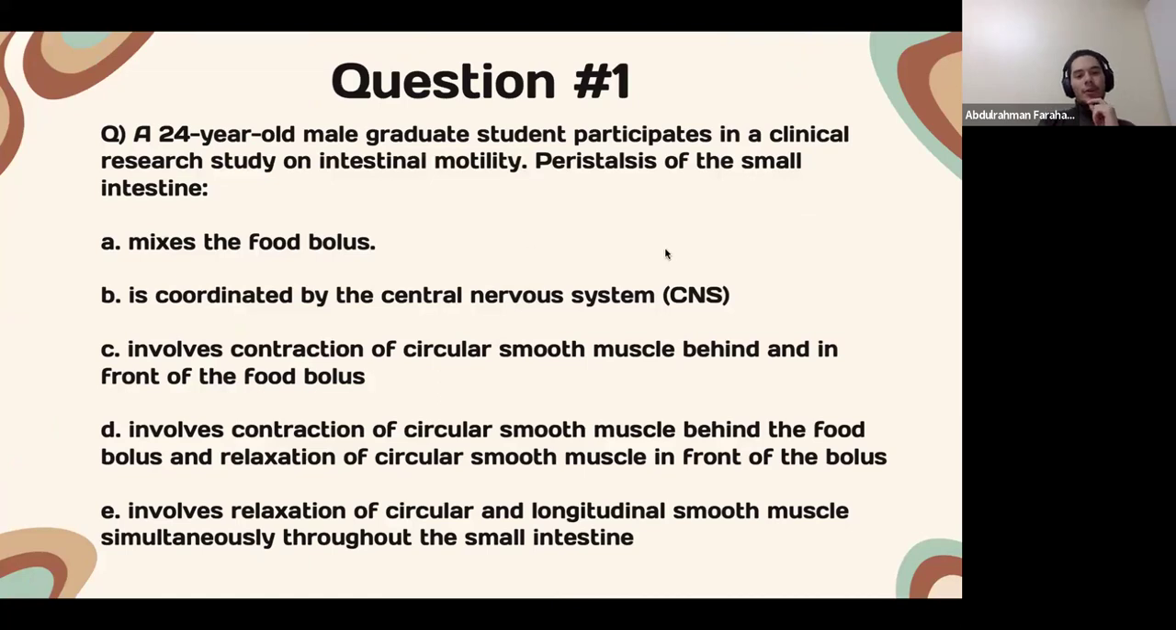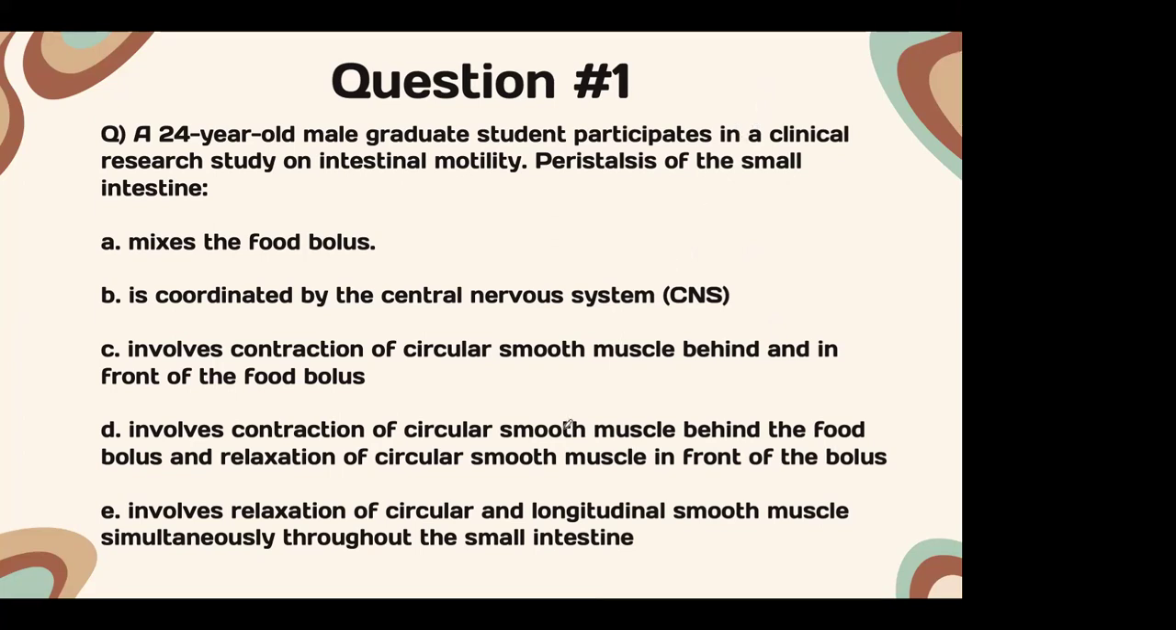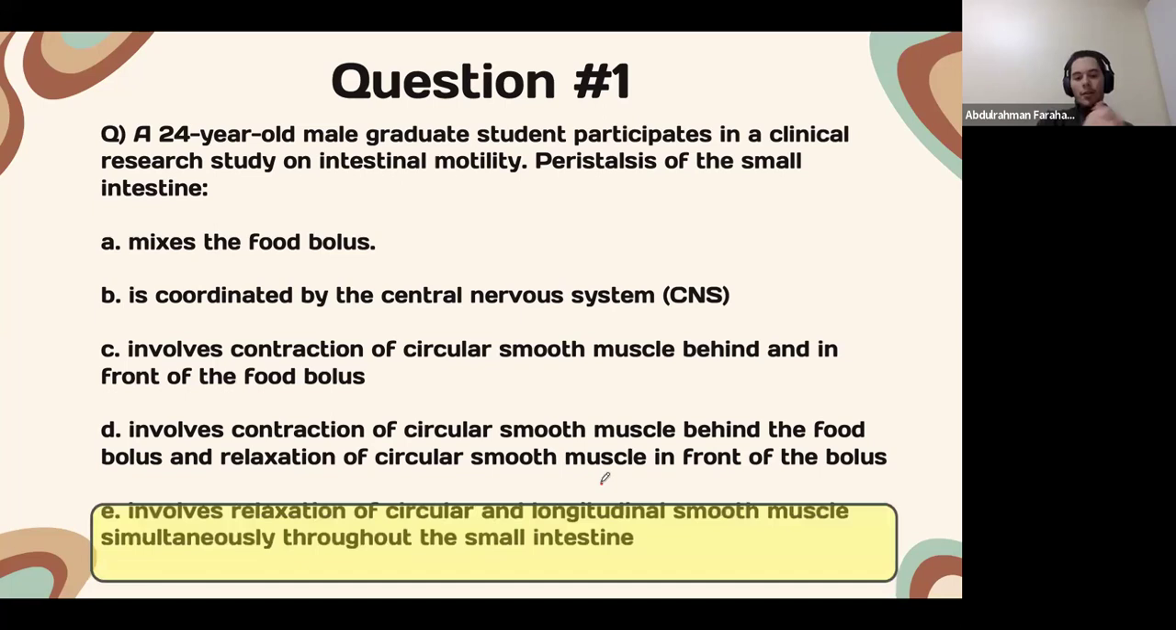Here they say a 24-year-old male graduate participates in a clinical research study on intestinal motility. Peristalsis of the small intestine. Pretty direct and straightforward question. Is it D? Yeah, you're right. So the answer is D.